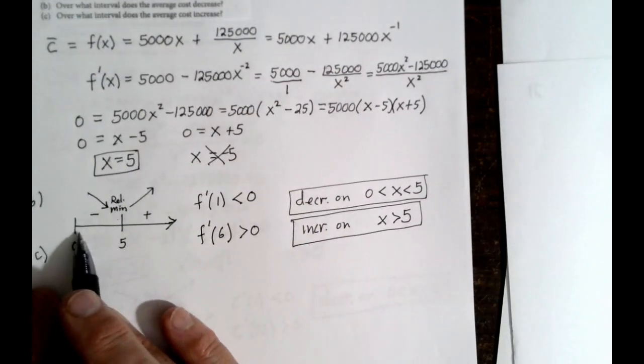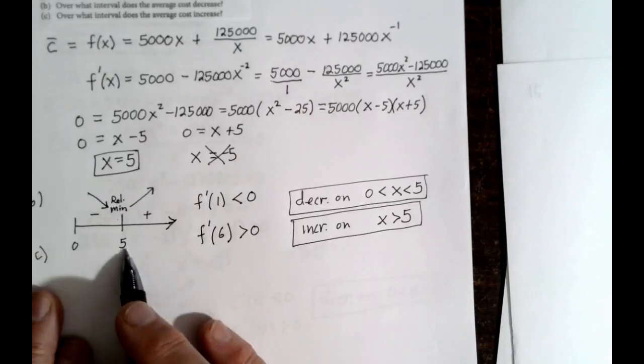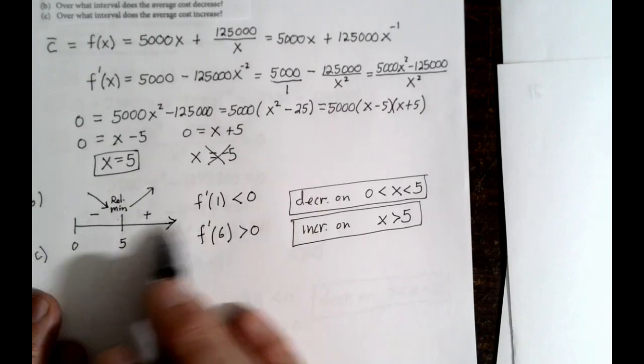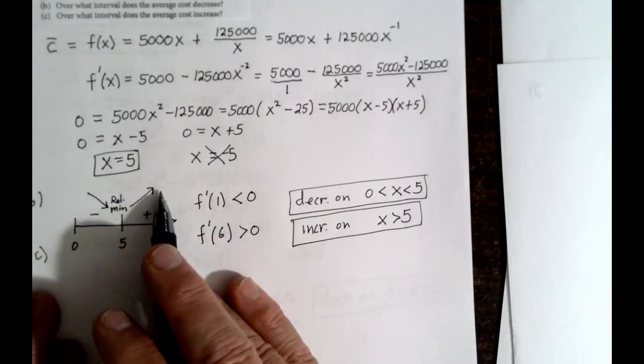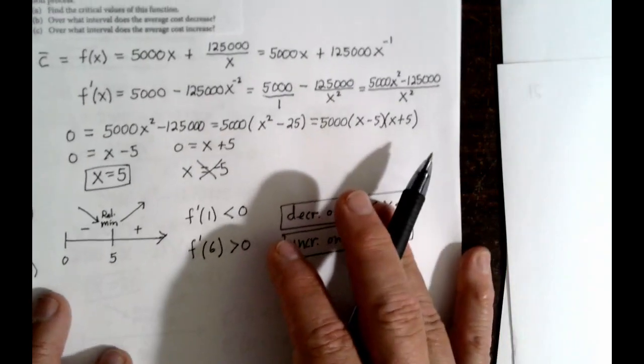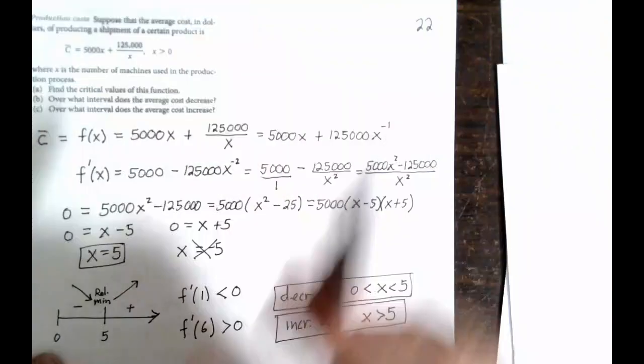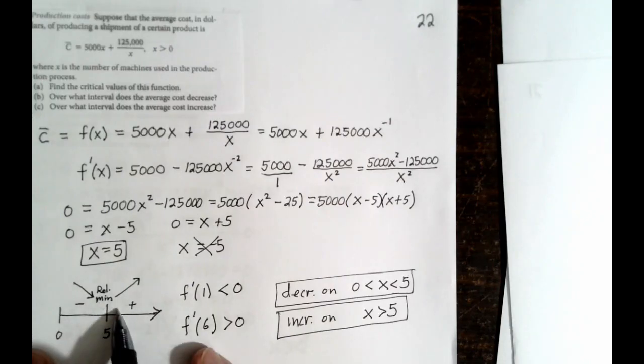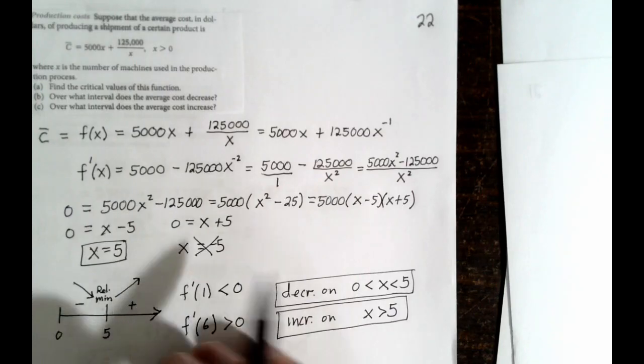Because our interval is greater than 0, we only have one number that divides up our region. It's 5. So we check a number in this region and a number in that one, and we get minus plus, so we know we have a relative min at 5. So it says find the critical values. We did, x equals 5. It says over what interval is the average cost decreasing? Well, it's decreasing from 0 to 5. And where is it increasing? It's increasing greater than 5.